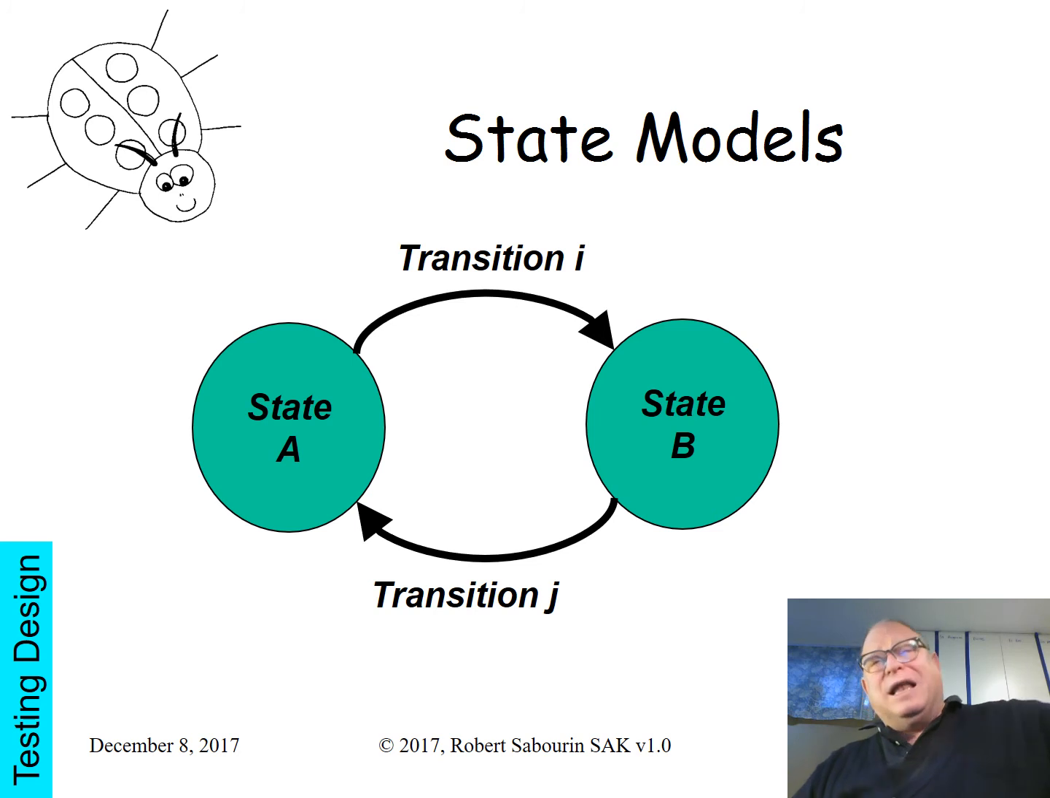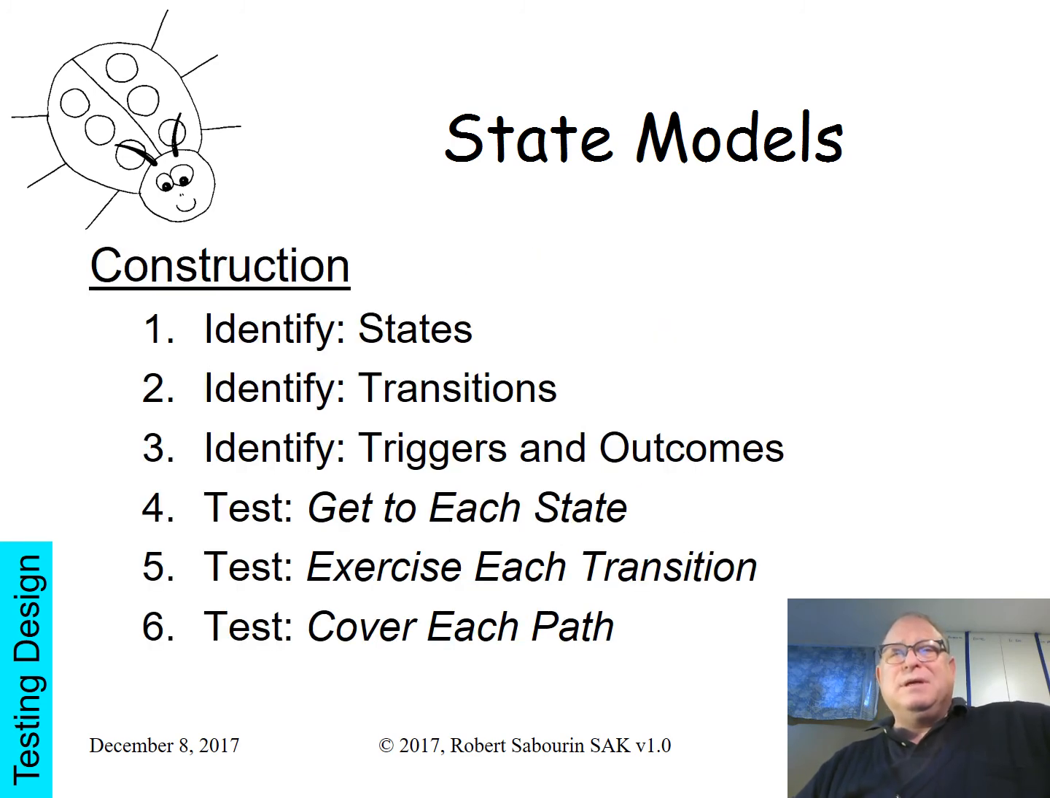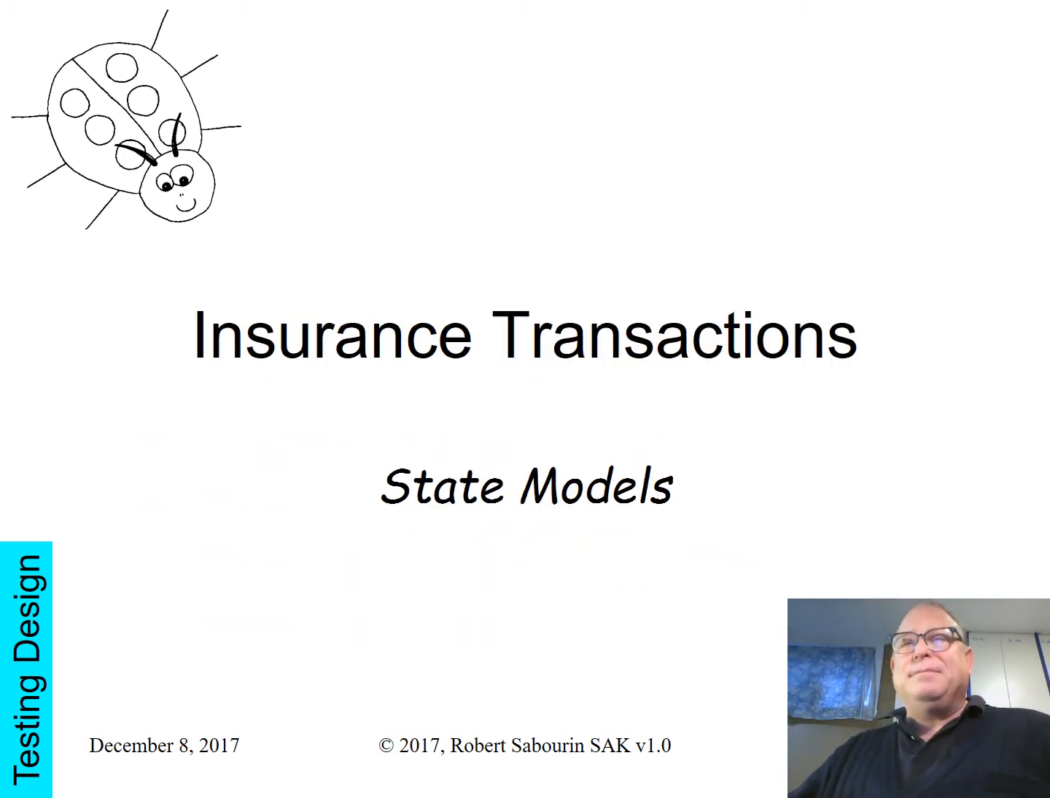State models have basically very few elements. Circles represent states, arrows represent transitions between states. The idea for state modeling: identify what the states are, what the transitions are, then identify what triggers a transition and whether there's any variable outcome for a transition, and then come up with tests that get to every state. So at least one test to get to every state, at least one test to exercise each transition, and at least one test to cover different pathways through the state model. You can also consider tests which try to trigger transitions that are not supposed to happen.